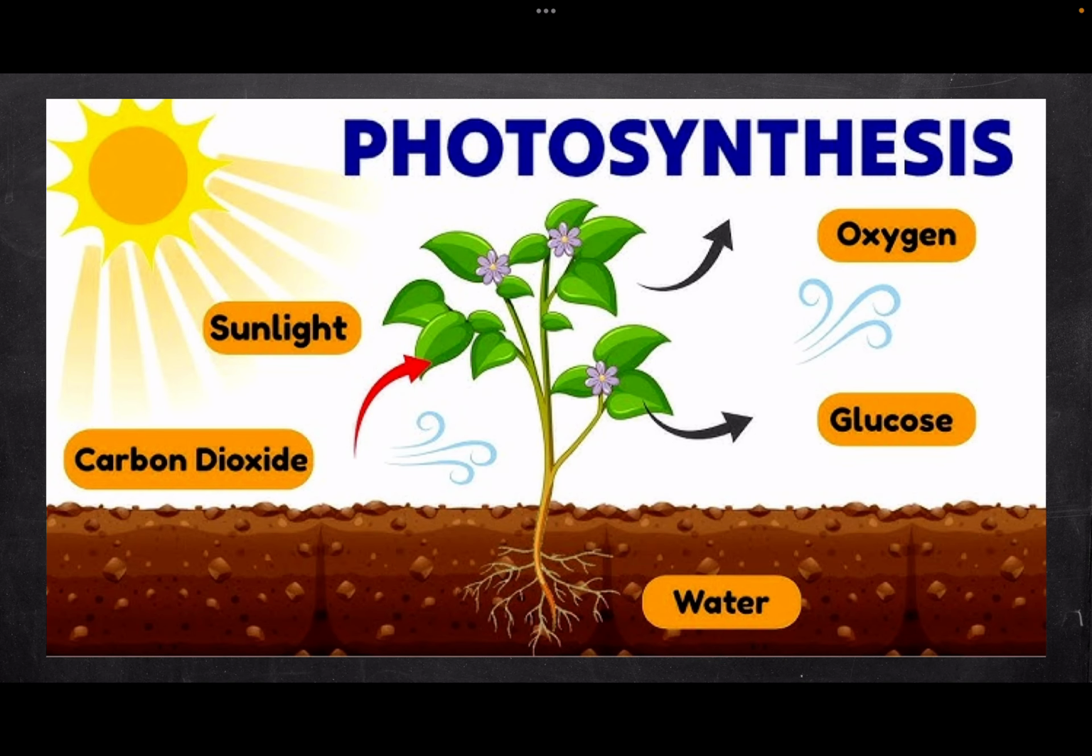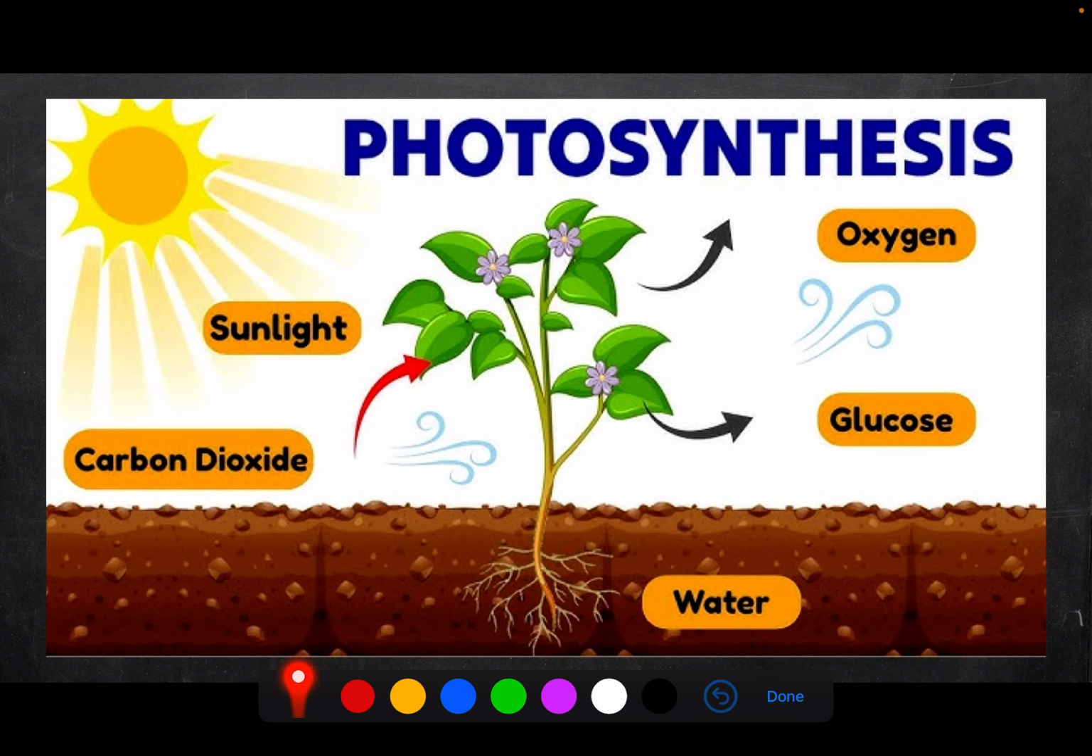Right, so let's look at the overview of the process of photosynthesis once more. Remember that carbon dioxide and water are transformed into glucose using sunlight as energy. Oxygen is released as waste. And that is the process of photosynthesis.